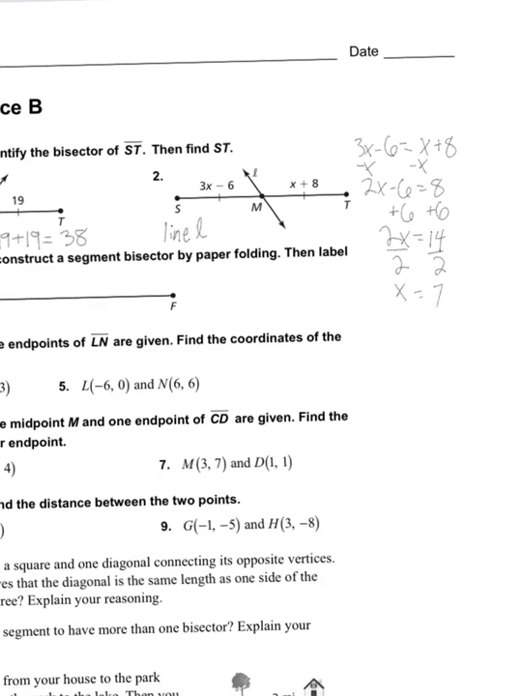So if I plug in 7 into any side, 7 plus 8 must equal 15. 3 times 7 is 21, minus 6 must be 15. This is accurate because both sides have to be the same. ST must equal 15 plus 15, which is 30.